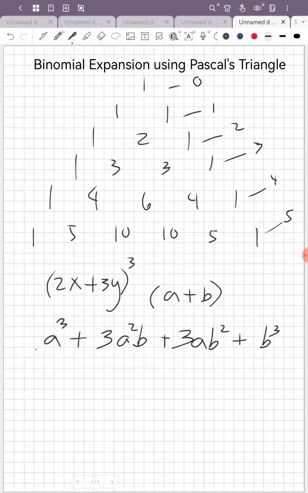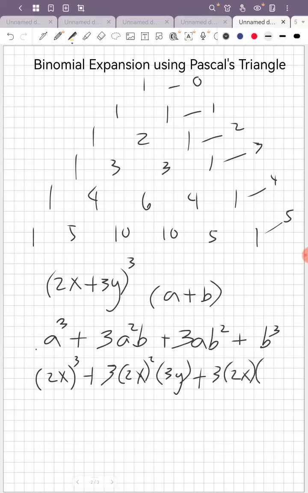Then, now, substitute a with 2x. So a becomes 2x. Then substitute b with positive 3y. If it is negative 3y, then substitute it with negative 3y as well. Plus 3 times 2x times (3y) squared plus (3y) to the power of 3.